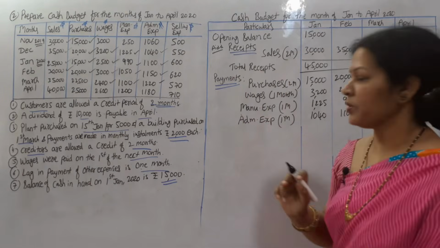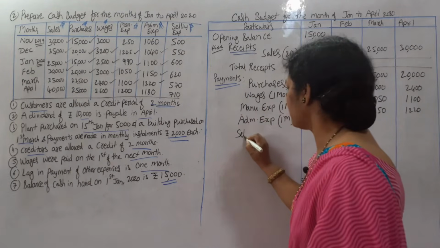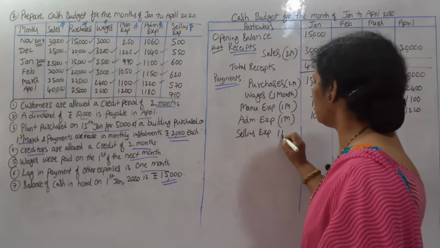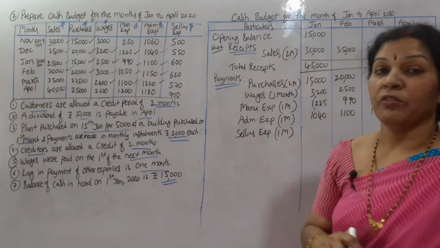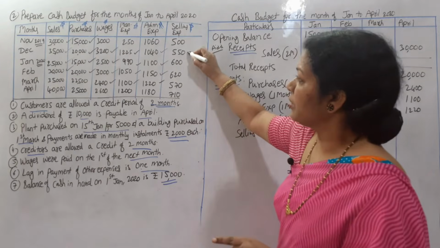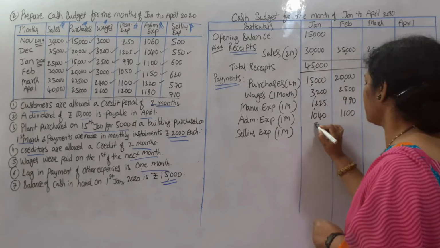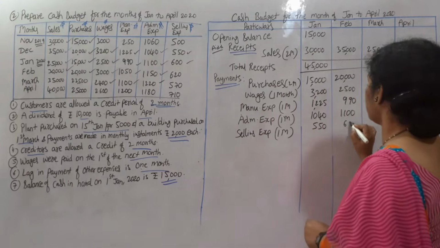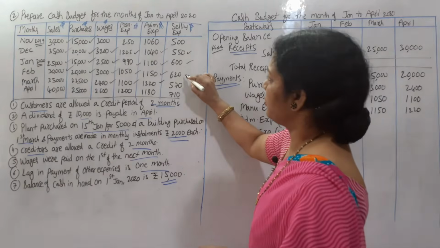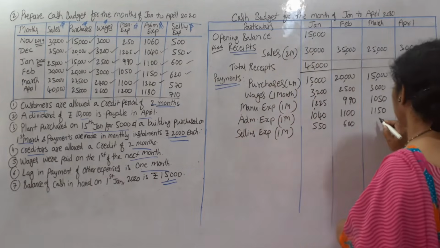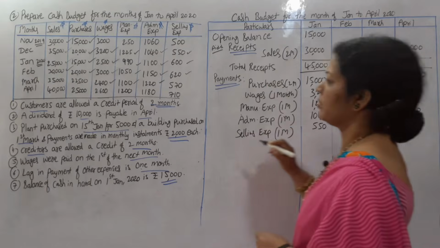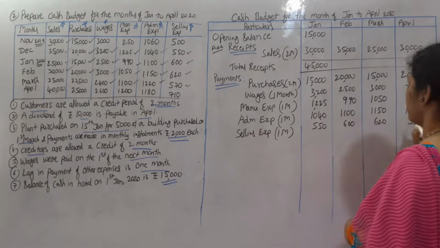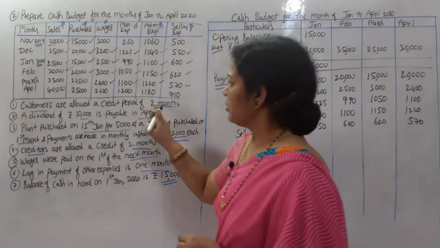After that, selling expenses. This is also 1 month delay. 1 month delay means for January we are taking December month, 550. February is 600. March is here 620. April is 570. Over, okay. So this we have covered.